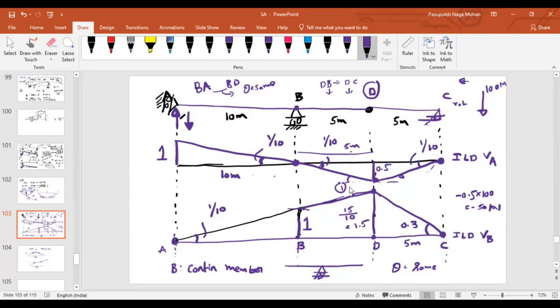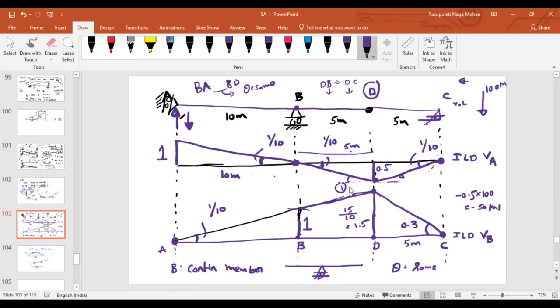Any doubt in this diagram? ILD for reaction at B. Clear? Now, is there any possibility that a negative or downward reaction is possible at joint B? You can see the ordinates. Every ordinate is in the positive direction. That means the reaction at B is always in the upward direction.